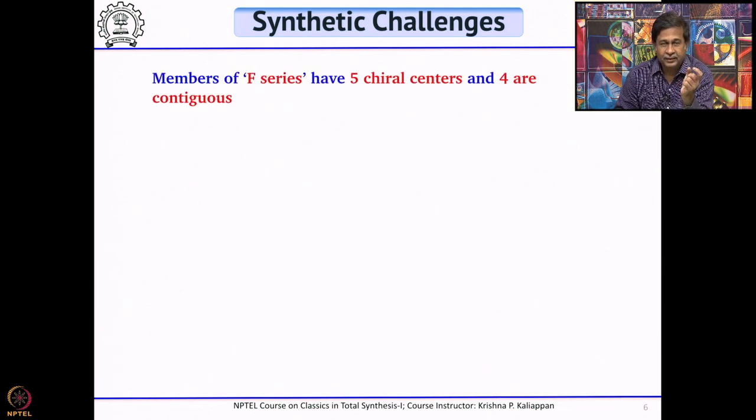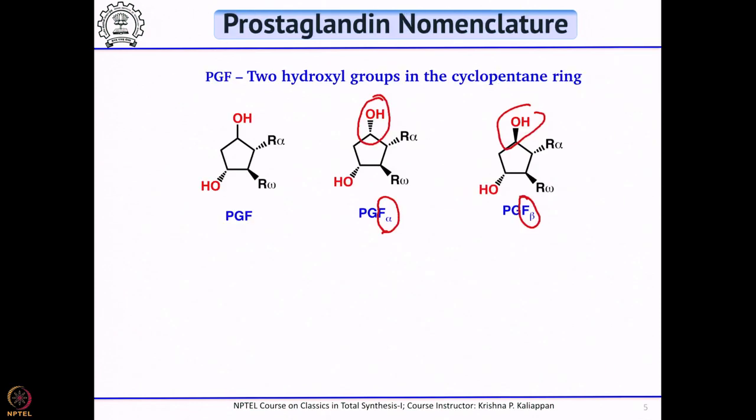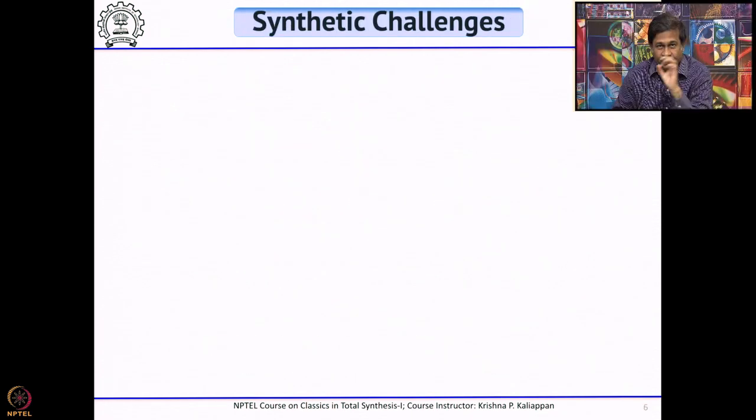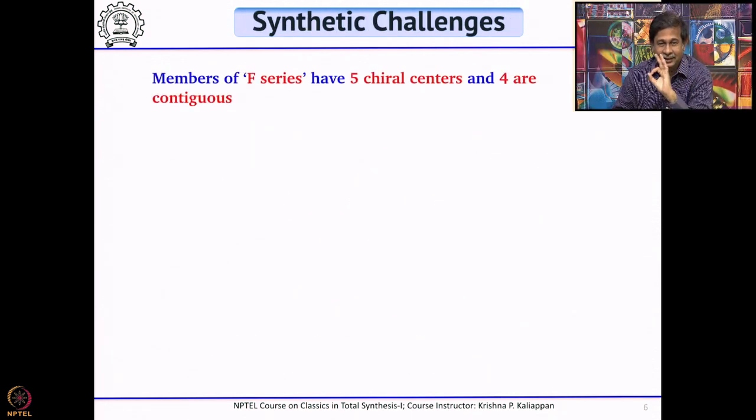If you look at the PGF series, the PGF series have 5 chiral centers. Okay. PGF have 5 chiral centers, 4 in the ring and 1 in the side chain. I will come to that later, but the 4 in the ring, they are contiguous. 4 contiguous chiral centers are present in prostaglandin.